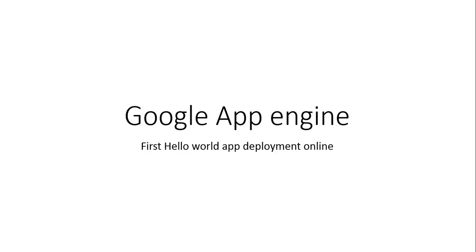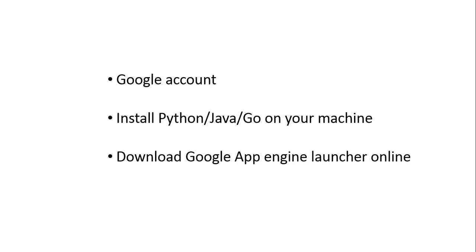Hello everybody and welcome. Today I'm going to show you how to deploy your first Hello World app online through the Google App Engine. Now to do this we're going to need a Google account. You're going to have Python, Java or Go installed onto your machine.